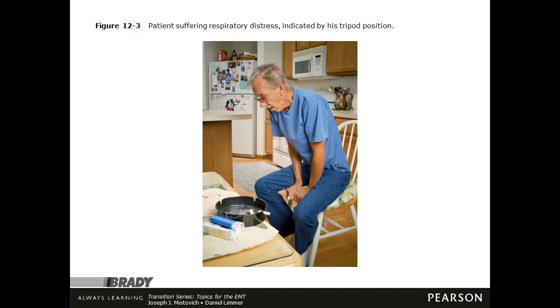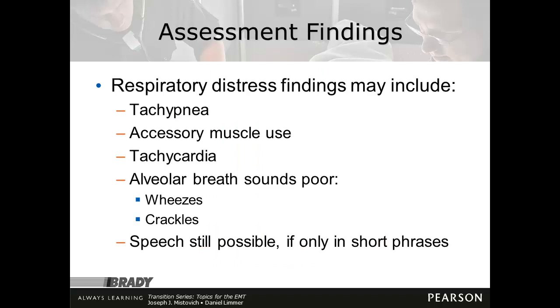This is a patient in a classic dyspnea tripod position, where the patient is attempting to improve his airflow by expanding his chest. Respiratory distress findings may include tachypnea, or rapid breathing, the use of accessory muscles to expand the chest wall and rib cage wider, tachycardia, because the heart beats faster to move an inadequate amount of oxygenated blood through the bloodstream, and poor alveolar breath sounds, including wheezes and crackles.